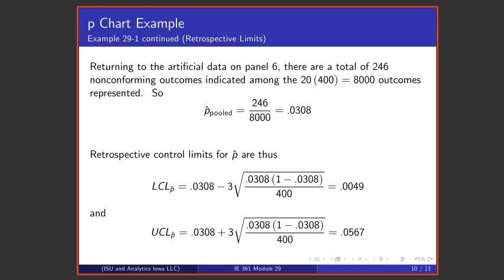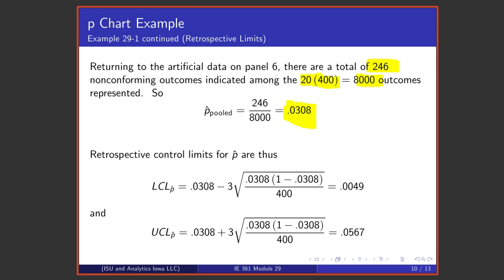If you return to the artificial data on panel 6 and count up the total non-conforming, you get to 246. Sample sizes were 400. There were 20 samples. That's 8,000 outcomes. And so a pooled estimate of a single p for that whole set of 20 samples, assuming that they all came from the same binomial data generating mechanism, would be 0.0308.